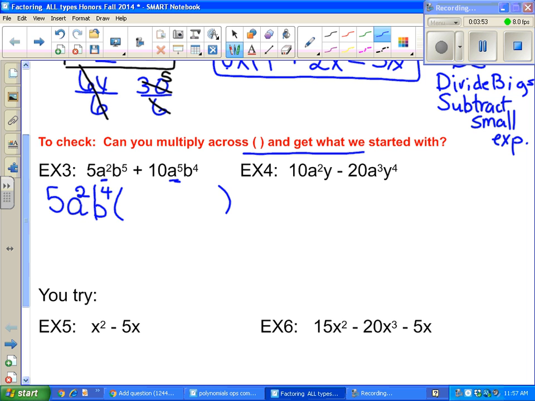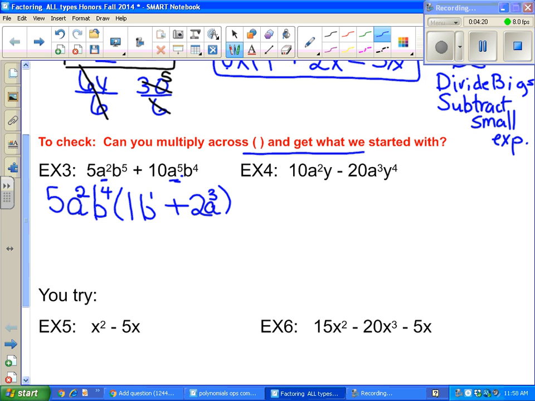So again, I'm going to divide the bigs, subtract the smalls. 5 goes into 5 one time. A to the second from a to the second leaves no a's. B to the fourth from b to the fifth is b to the first. Plus, the sign usually stays the same. 5 goes into 10 two times. A to the second from a to the fifth: you factor out 2 a's and subtract, and you get a to the third left.